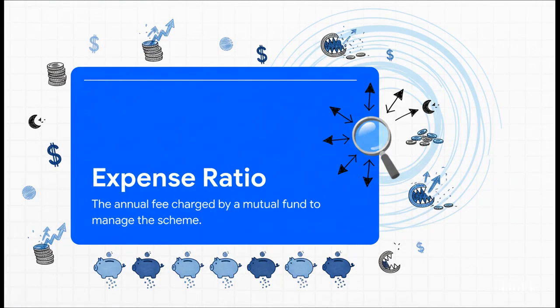And finally, let's talk about the silent killer of returns, the expense ratio. This is that sneaky little number that quietly eats away at your wealth year after year. It's the fee you pay the fund company, no matter what. Whether they make you money or lose you money, they get paid.